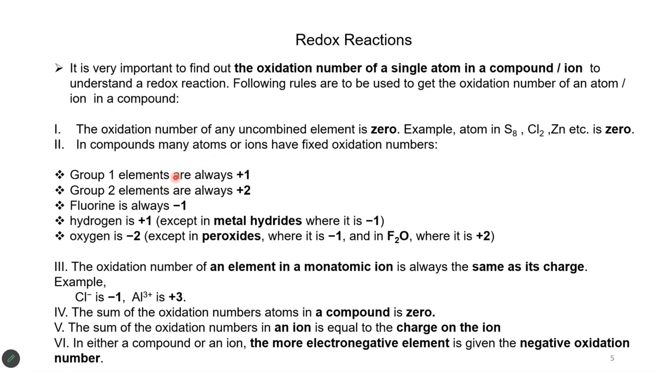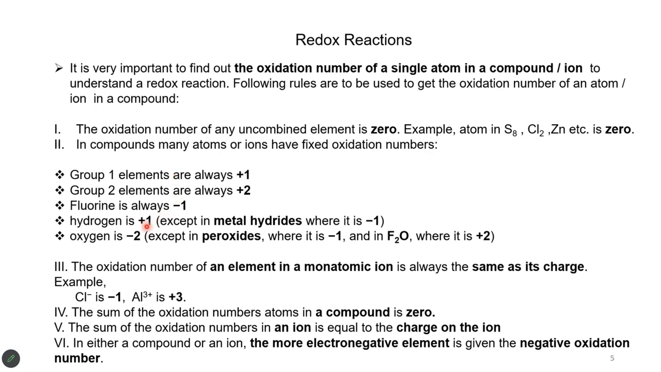There are compounds and ions where atoms have fixed oxidation numbers. For example, group 1 elements, sodium, potassium, rubidium, always have +1 oxidation state. Group 2 elements, beryllium, calcium, magnesium, are always +2 oxidation state. Fluorine is the only element which has -1 oxidation state. Fluorine has the highest electronegativity, and therefore it has only one oxidation state, and that is -1.